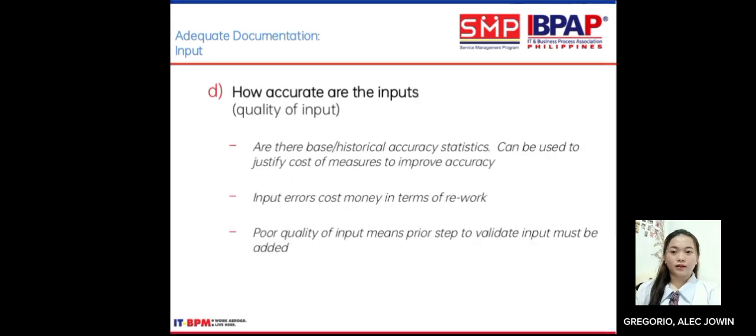D. How accurate are the inputs? Quality of input: are there historical accuracy statistics that can be used to justify the cost of measures to improve accuracy? Input errors cost money in terms of rework. Poor quality of input means a prior step to validate input must be added.